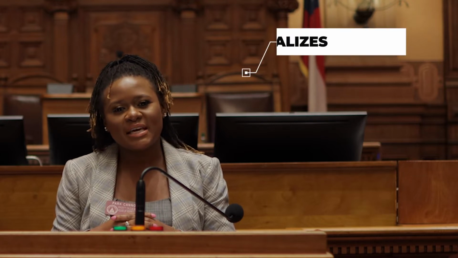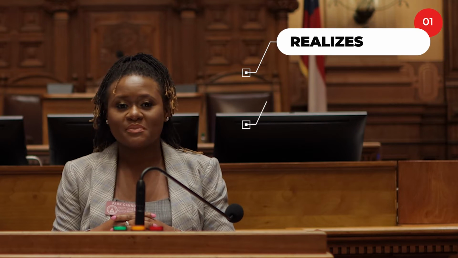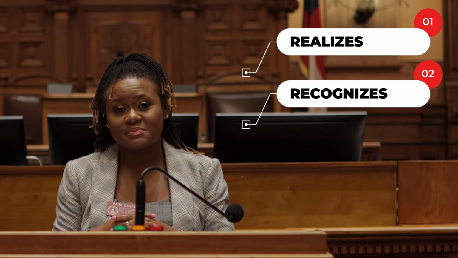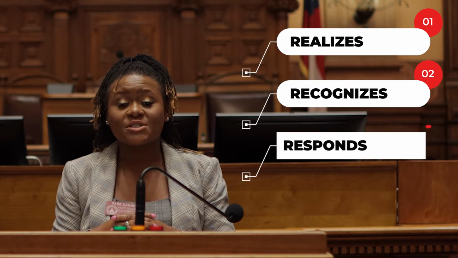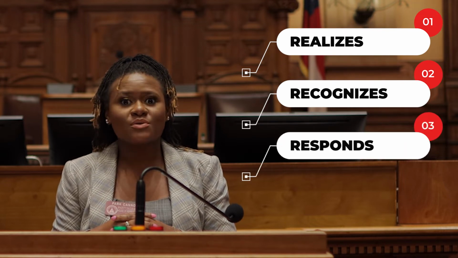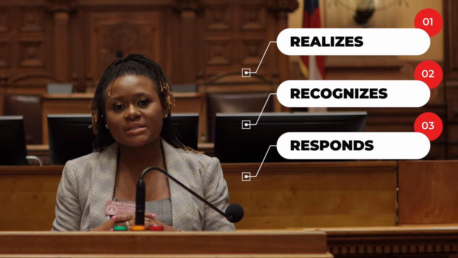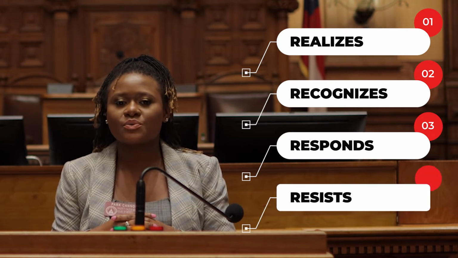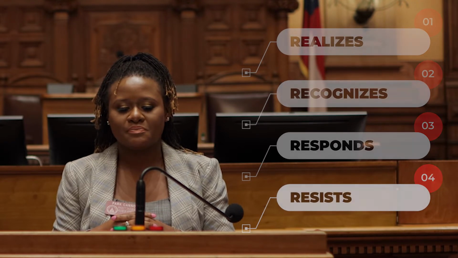The definition of trauma-informed care can be remembered by 4 R's: realizes, recognizes, responds, and resists. It realizes the impact of trauma, recognizes the signs and symptoms of trauma, responds by integrating knowledge about trauma into organizational policies and practices, and resists re-traumatization.